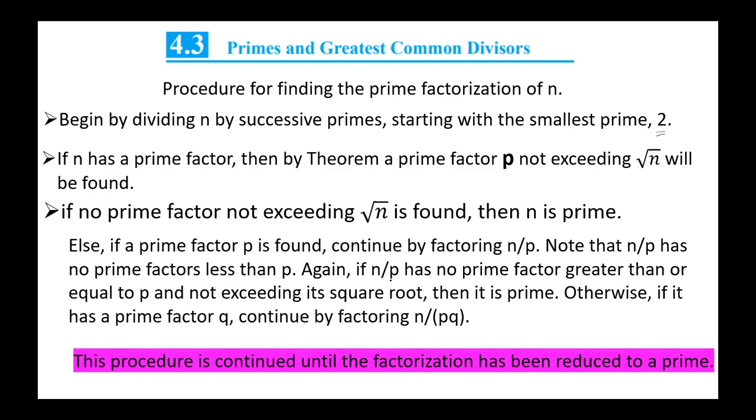Again, if n over p has no prime factor greater than or equal to p and not exceeding its square root, then it is prime. Otherwise, if it has a prime factor q, we continue by factoring n over pq. This procedure is continued until the factorization has been reduced to a prime.